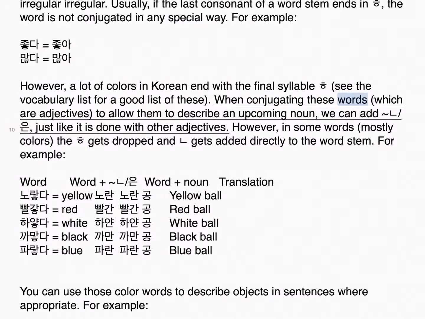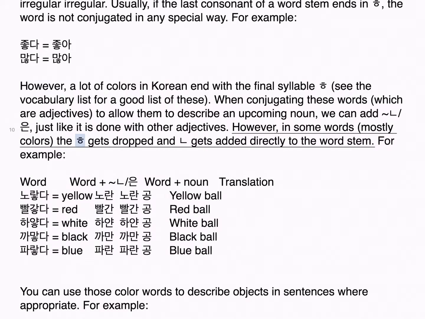When conjugating these words, which are adjectives, to allow them to describe an upcoming noun, we can add ㄴ, just like it is done with other adjectives. However, in some words, mostly colors, the ㅎ gets dropped and ㄴ gets added directly to the word stem. For example, word plus ㄴ, word plus noun, translation. 노랗다, yellow. 노란 공, yellow ball. 빨갛다, red. 빨간 공, red ball. 하얗다, white. 하얀 공, white ball. 까맣다, black. 까만 공, black ball. 파랗다, blue. 파란 공, blue ball.